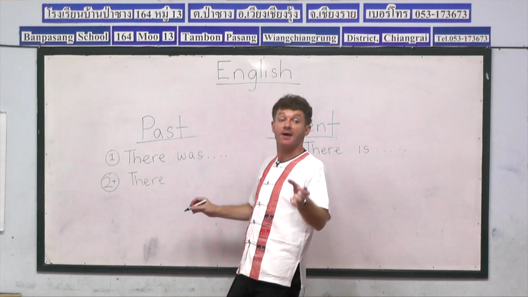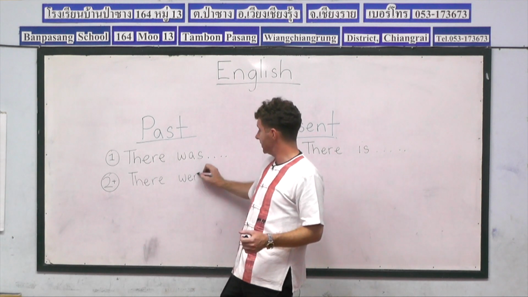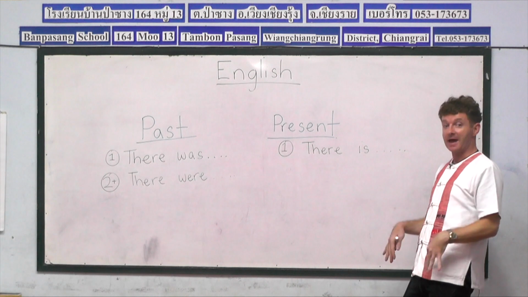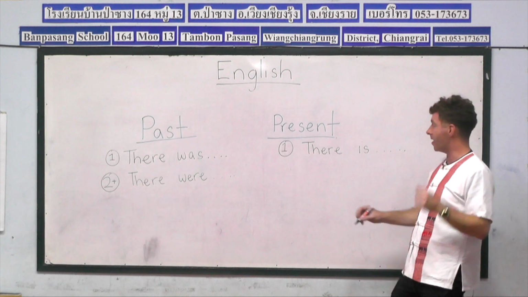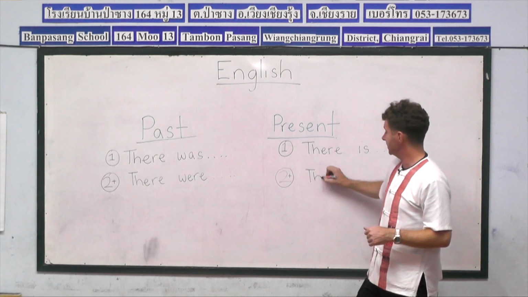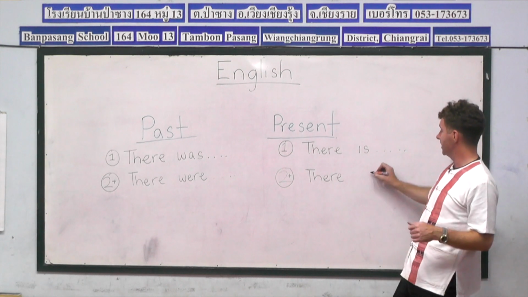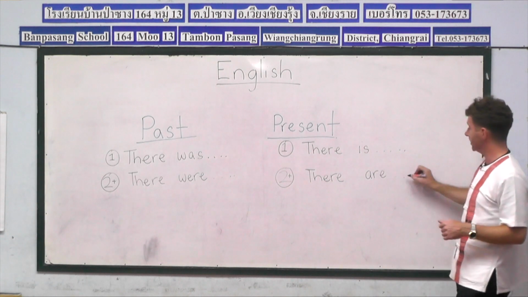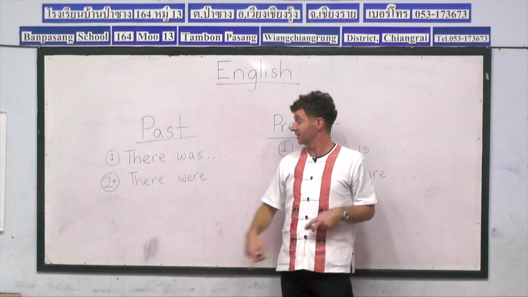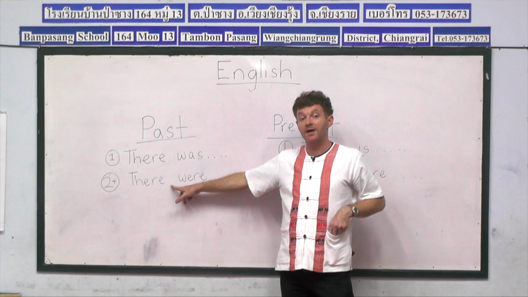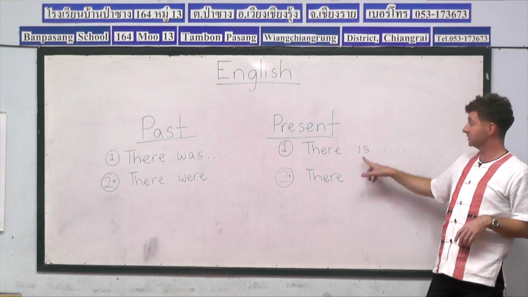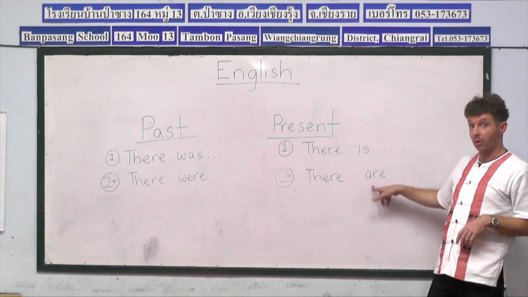T-H-E-R-E. There were. And then, for plural objects in the present, like now, not there were, there are. Excellent. T-H-E-R-E. A-R-E. So past tense, guys, single objects, there was. Plural objects, there were. Present tense, there is. There are for plural objects.